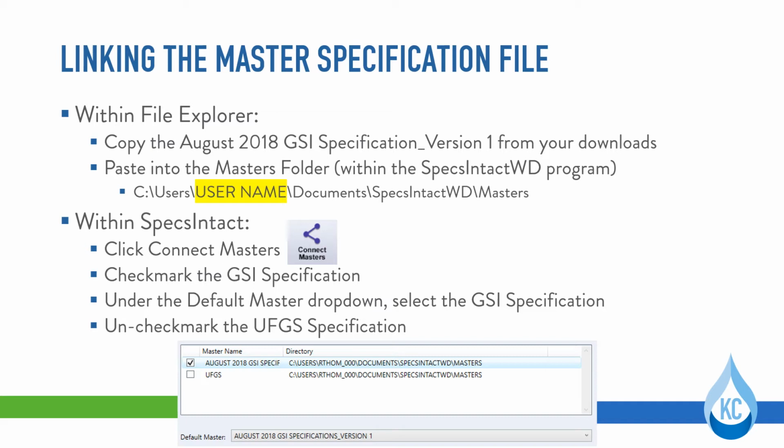The file pathway shown here should help you navigate to this location, though you'll need to select your specific username folder where highlighted in the path shown. Once this is complete, you'll open the SPECSINTACT software and click the Connect Masters button on the upper ribbon shown here. A window will appear where you can select the checkbox beside the Green Stormwater Infrastructure specification file and set the Green Stormwater Infrastructure specification file as the default master in a drop-down menu. Then click the box beside the UFGS specification file to uncheck it. It is important to go in the order described here. The next slide shows a short video demonstrating this process.